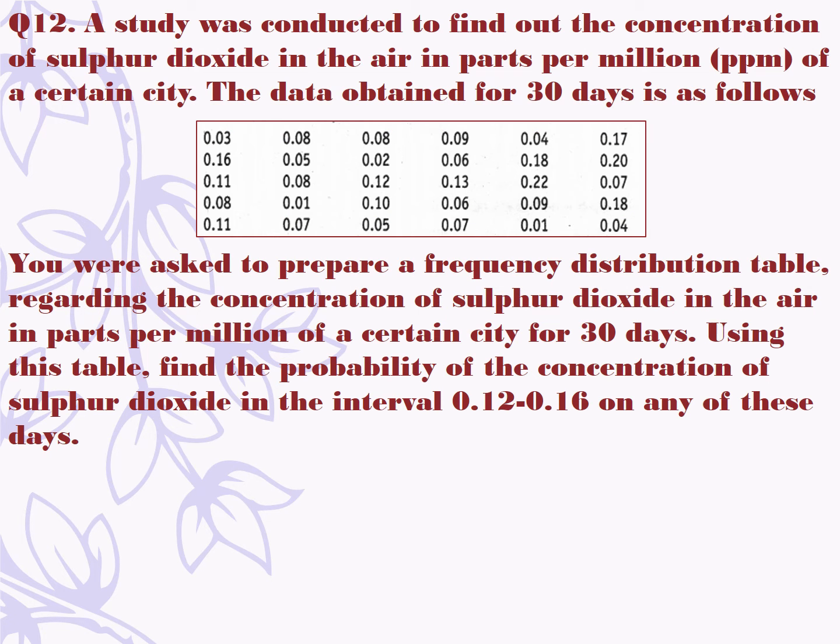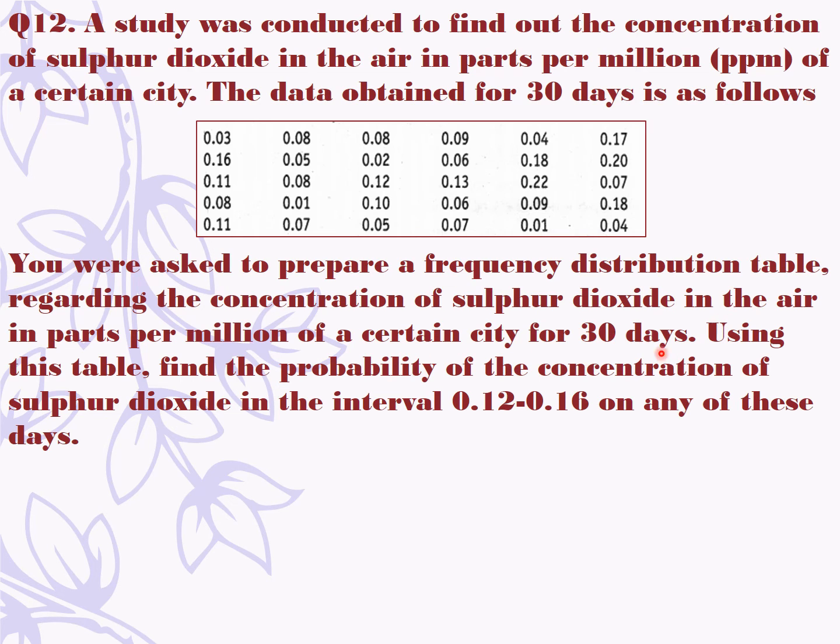Question number 12. A study was conducted to find out the concentration of sulfur dioxide in the air in parts per million, that is ppm, of a certain city. The data obtained for 30 days is as follows. So this is the data which has been collected for 30 days, and it represents the concentration of sulfur dioxide in air in ppm. You were asked to prepare a frequency distribution table regarding the concentration of sulfur dioxide in the air in parts per million of a certain city for 30 days.